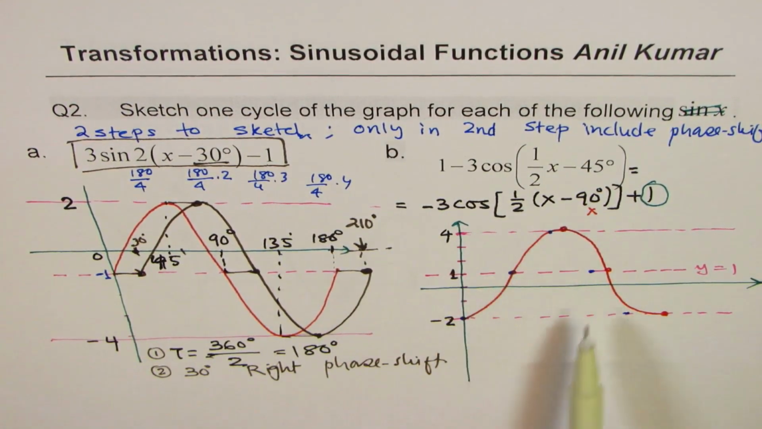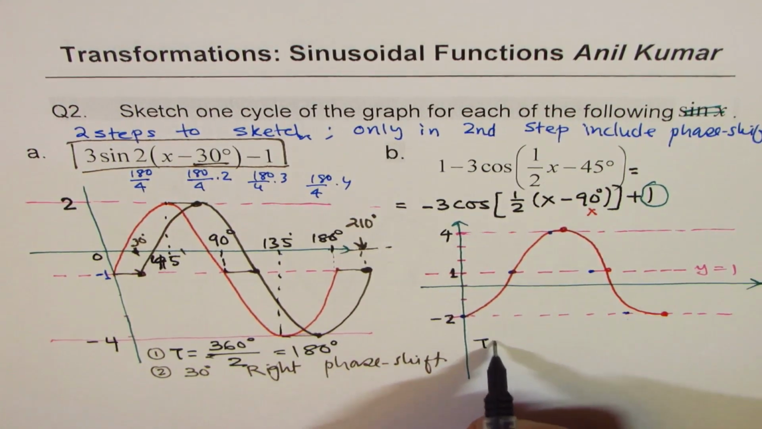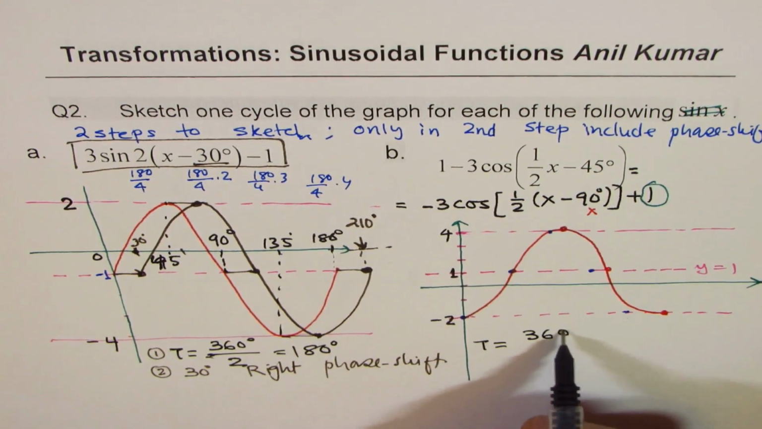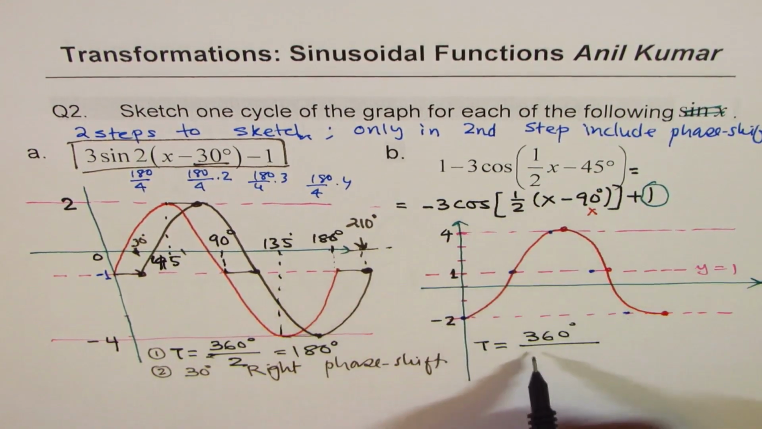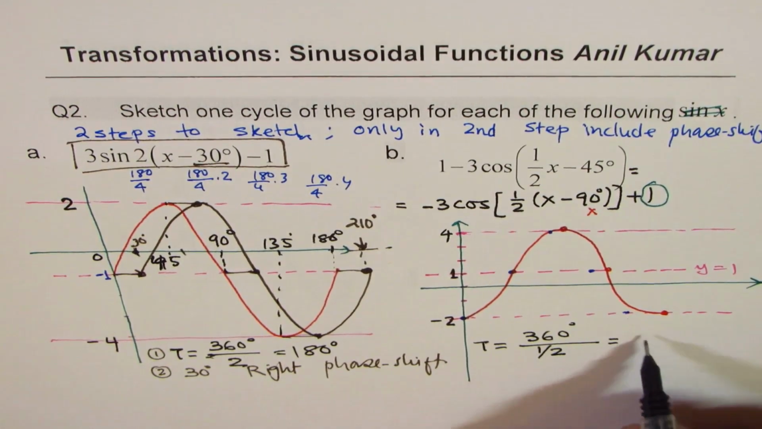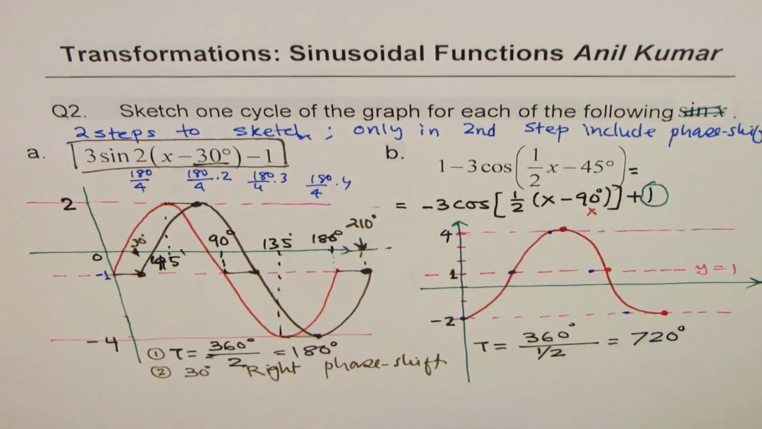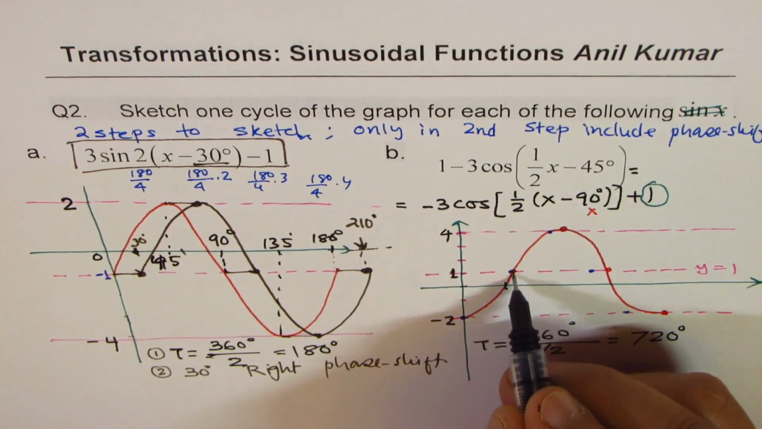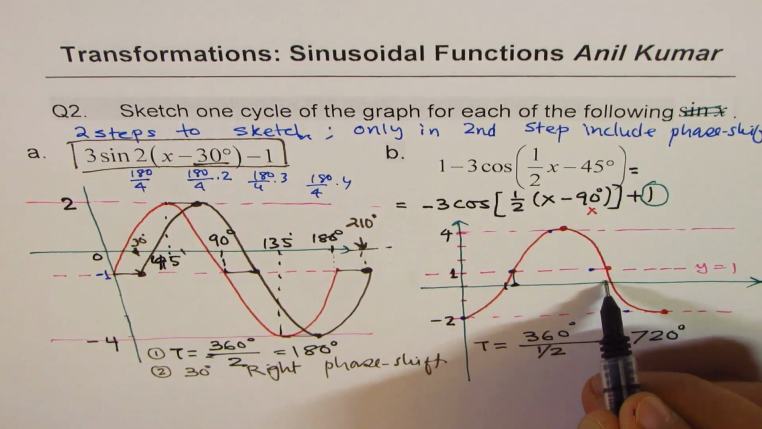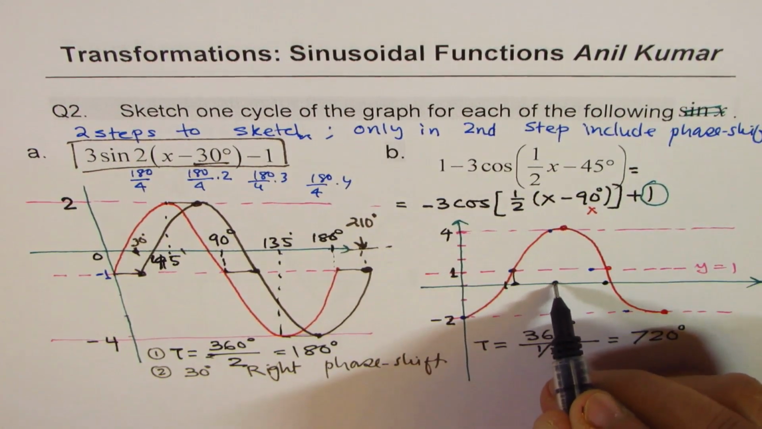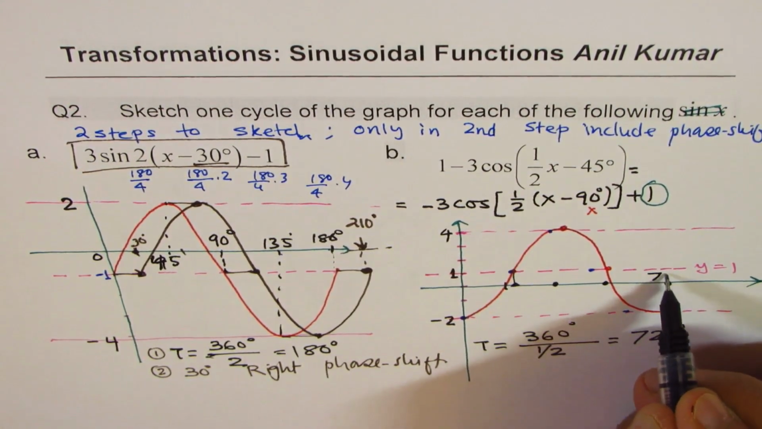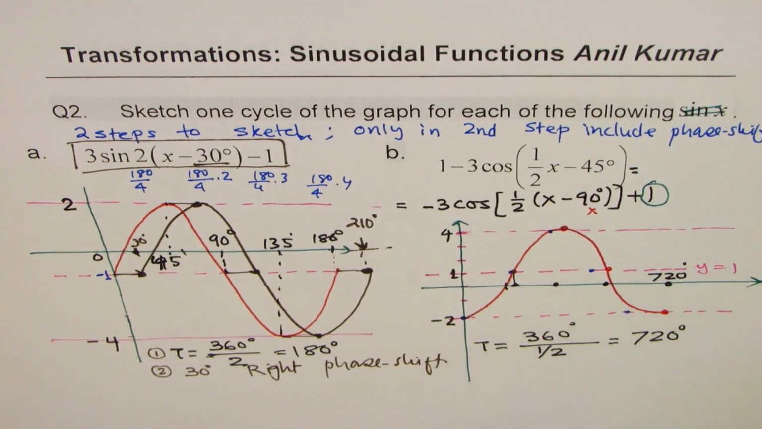Now here, what is the time period? Can you tell me that? So time period here is 360 degrees divided by half, which means 720 degrees. Is it okay? So on this scale, this is this point, this is here, that is the center, and that is the end. So the end is at 720 degrees.